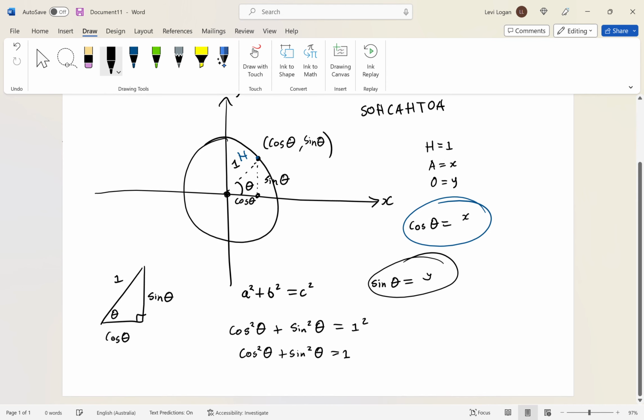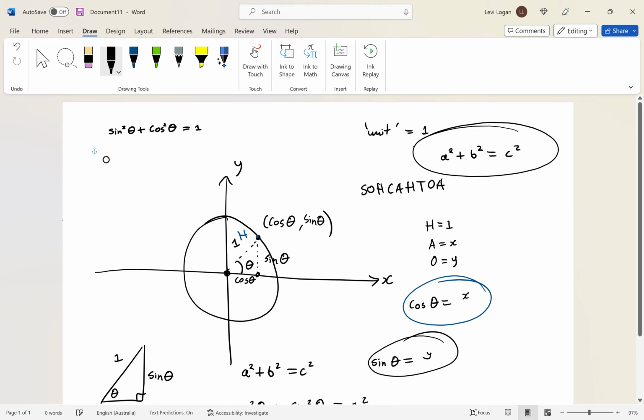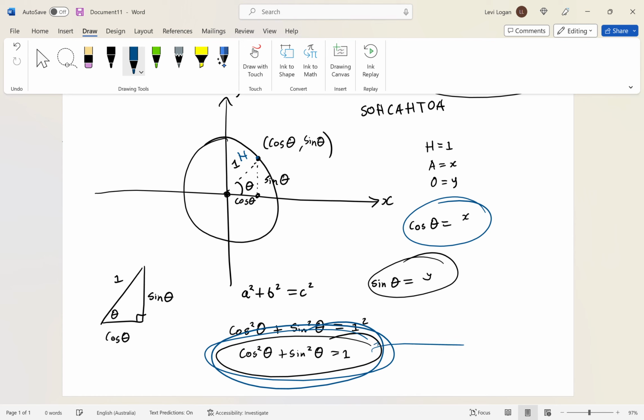And that is how they discovered Pythagorean's identity. So they combined trigonometry with Pythagorean's theorem and created Pythagorean's identity. And this is true everywhere in math, no matter what. This is never not true.